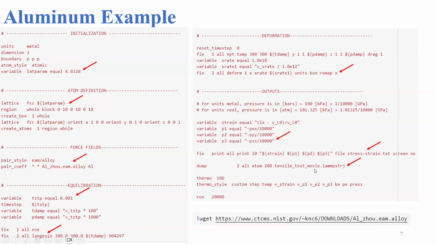And we can also dump a movie. So you can dump the movie like a LAMMPS trajectory file, and you can visualize it in software such as Ovito. That might be one of the assignments I'll give you, to visualize the movie and see how the atoms move. It's pretty fascinating. And you can also say how often or how long to run the simulation. So these are some of the input file for aluminum.